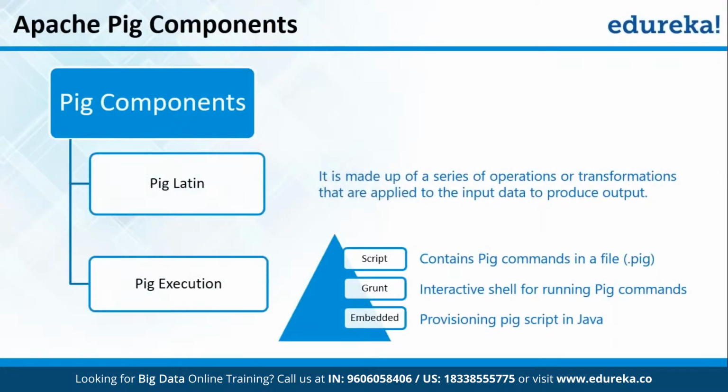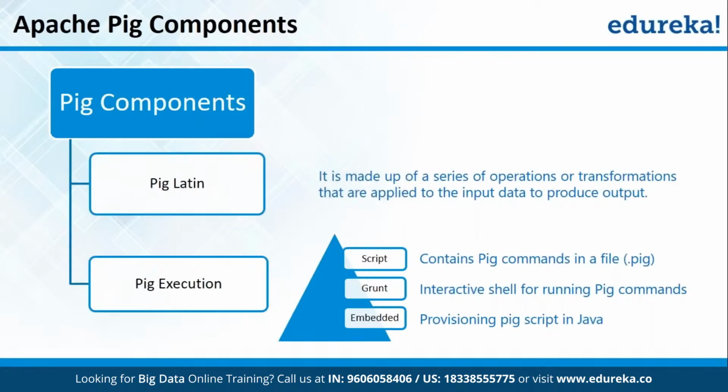Majorly there are two main components, which we saw in the starting slide as well. One is Pig Latin. Pig Latin is a very simple data flow language given by Apache Pig so that you can write the operations, transformations, or any analysis that you would like to do over the input data set. And finally the result is given back to you.